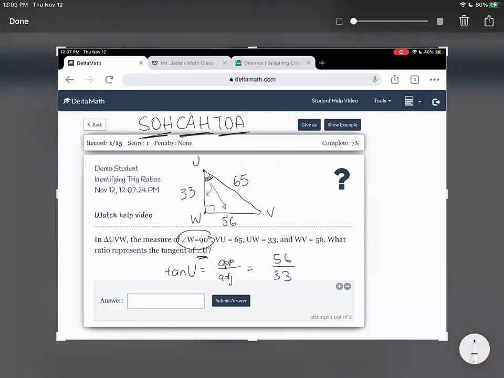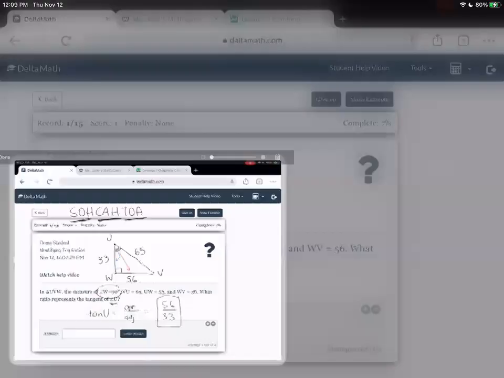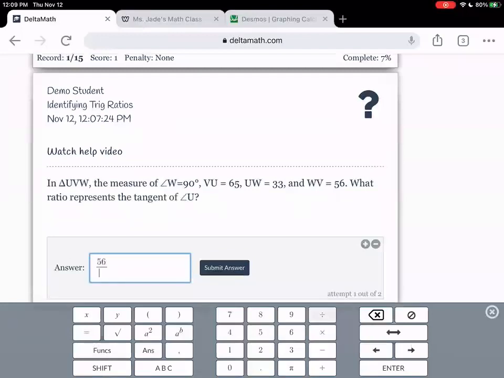I'm going to type that in a calculator because, oh no, they don't want us to round it this time. So this time it just says what is the ratio? So we can just type 56 over 33. This time they did not tell us to round our answer to the nearest hundredth, so I'm just going to give them 56 over 33. All right, any questions? Okay. 56 over 33.